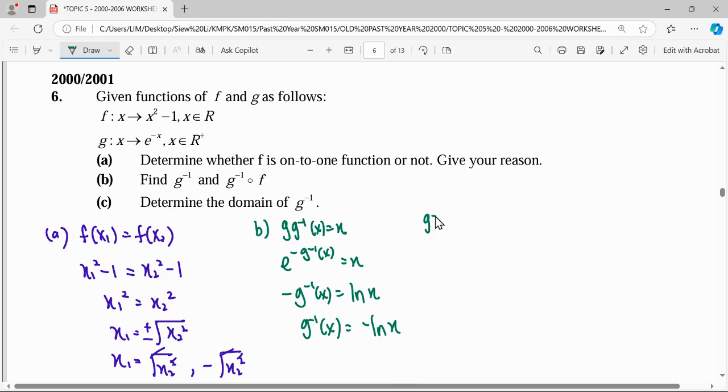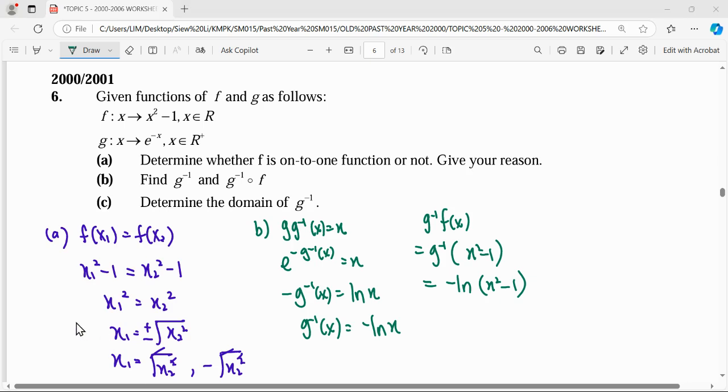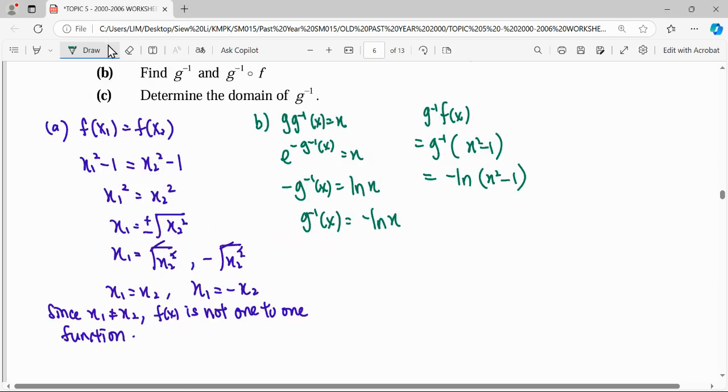Then we calculate for g inverse composite with f(x). f(x) is x squared minus 1. And we substitute into the function of g inverse. So here we have this. And then we continue here.